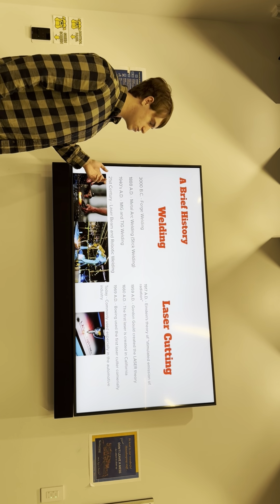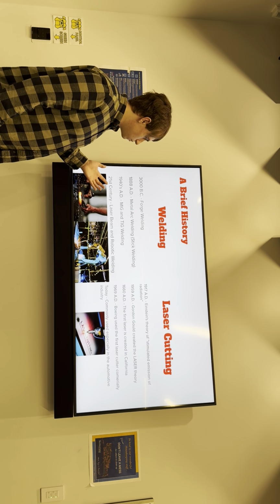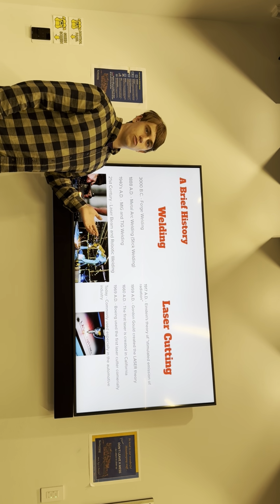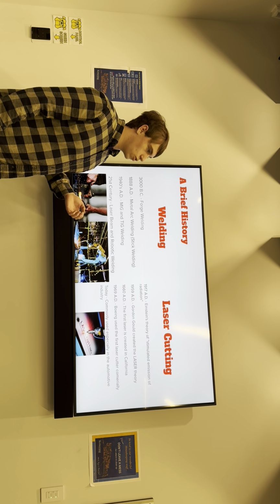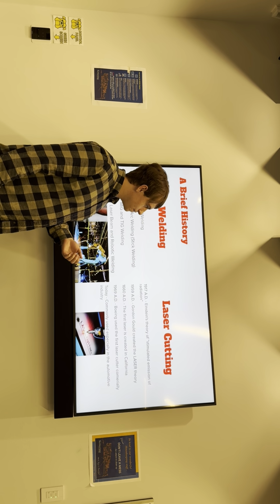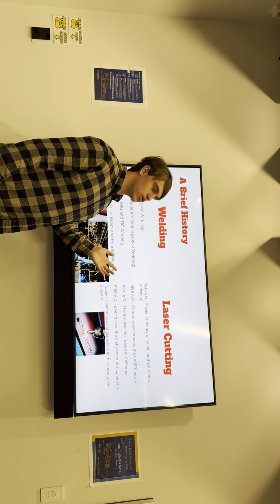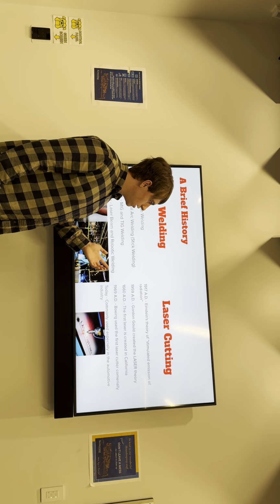In the 21st century and recently, we have started using laser beam and robotics welding, which we'll see more of later in this presentation. Laser cutting is a much more recent invention.